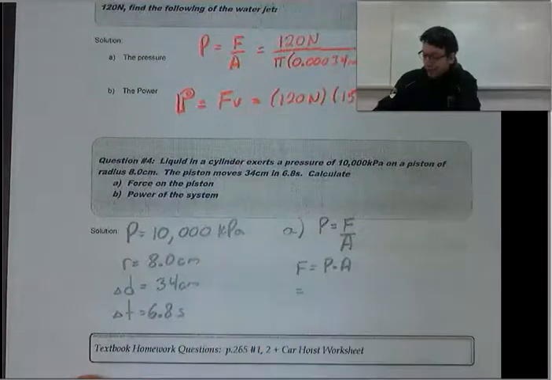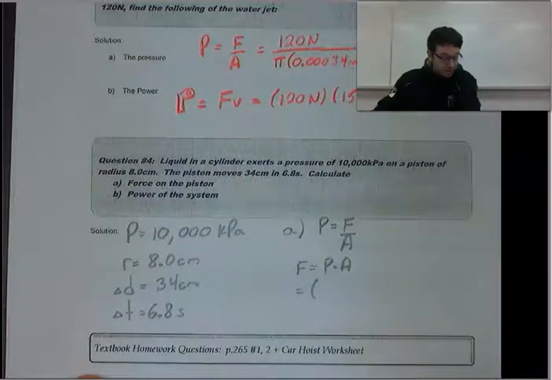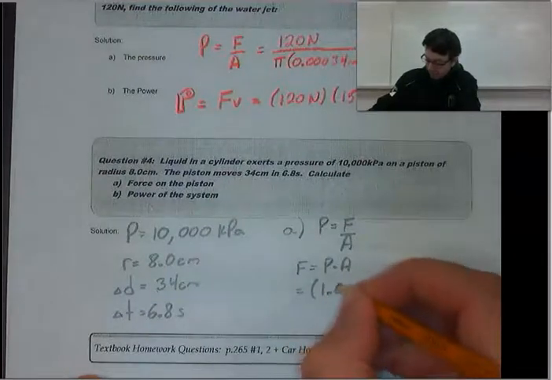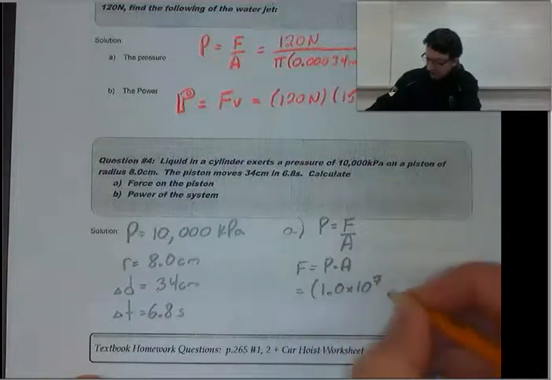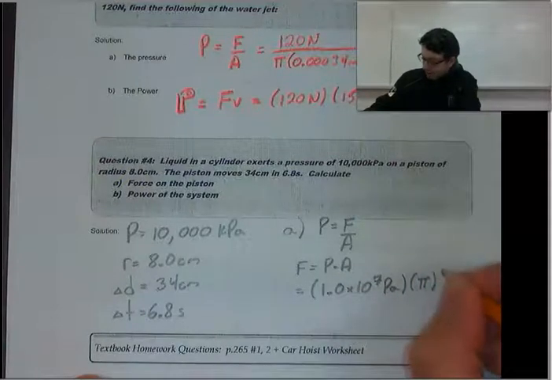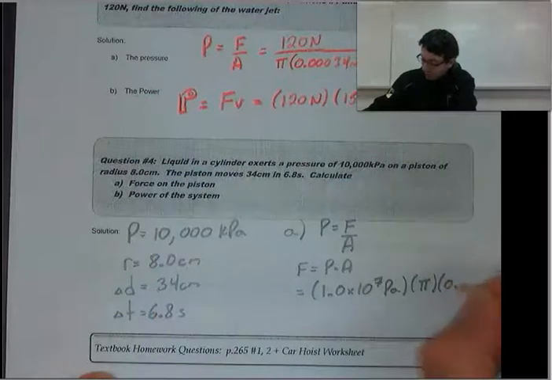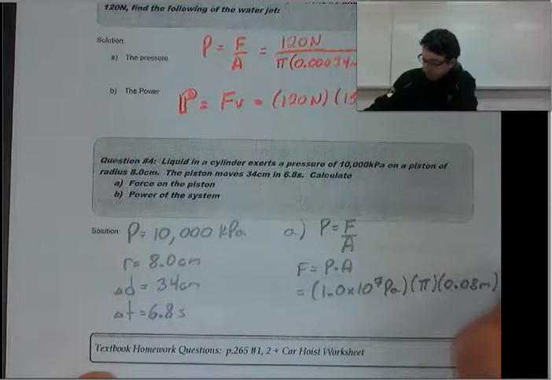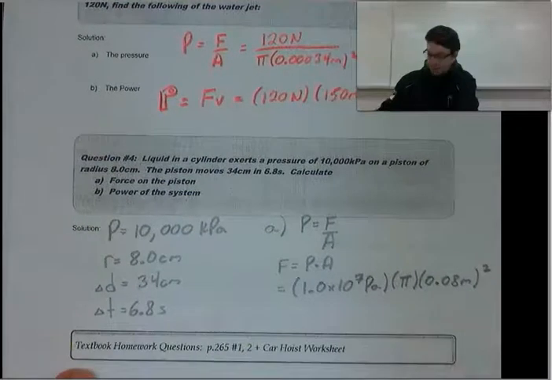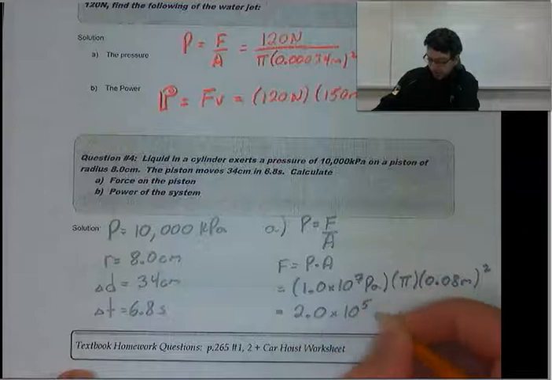Pressure is 10,000 kilopascals, but I'm going to multiply that by 1,000, which would be 1 times 10 to the 7 pascals, multiplied by area, which would be pi r squared, or pi times, I'm going to divide by 100 to put it into meters, which would be 0.08 meters squared. And that'll give us our force of 2 times 10 to the power of 5 newtons.